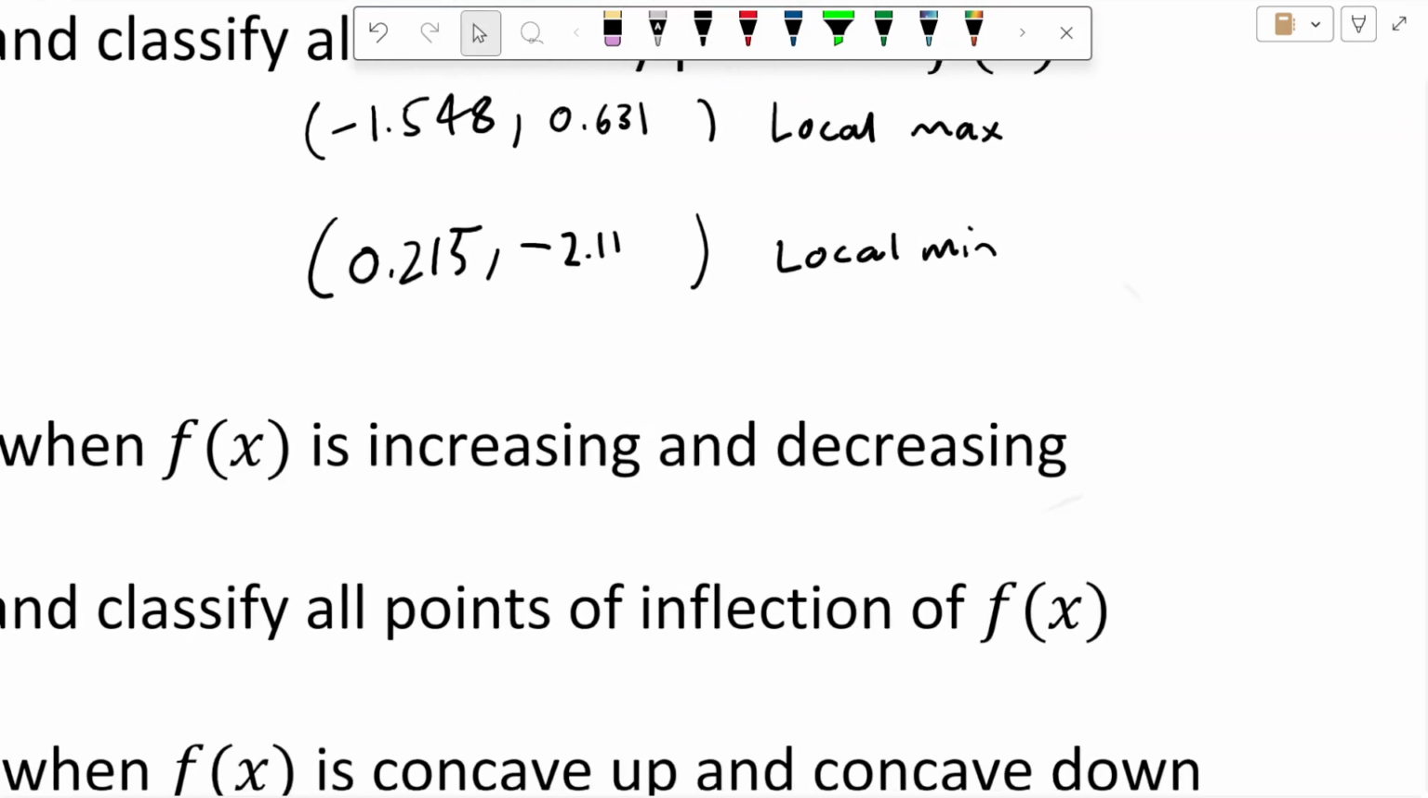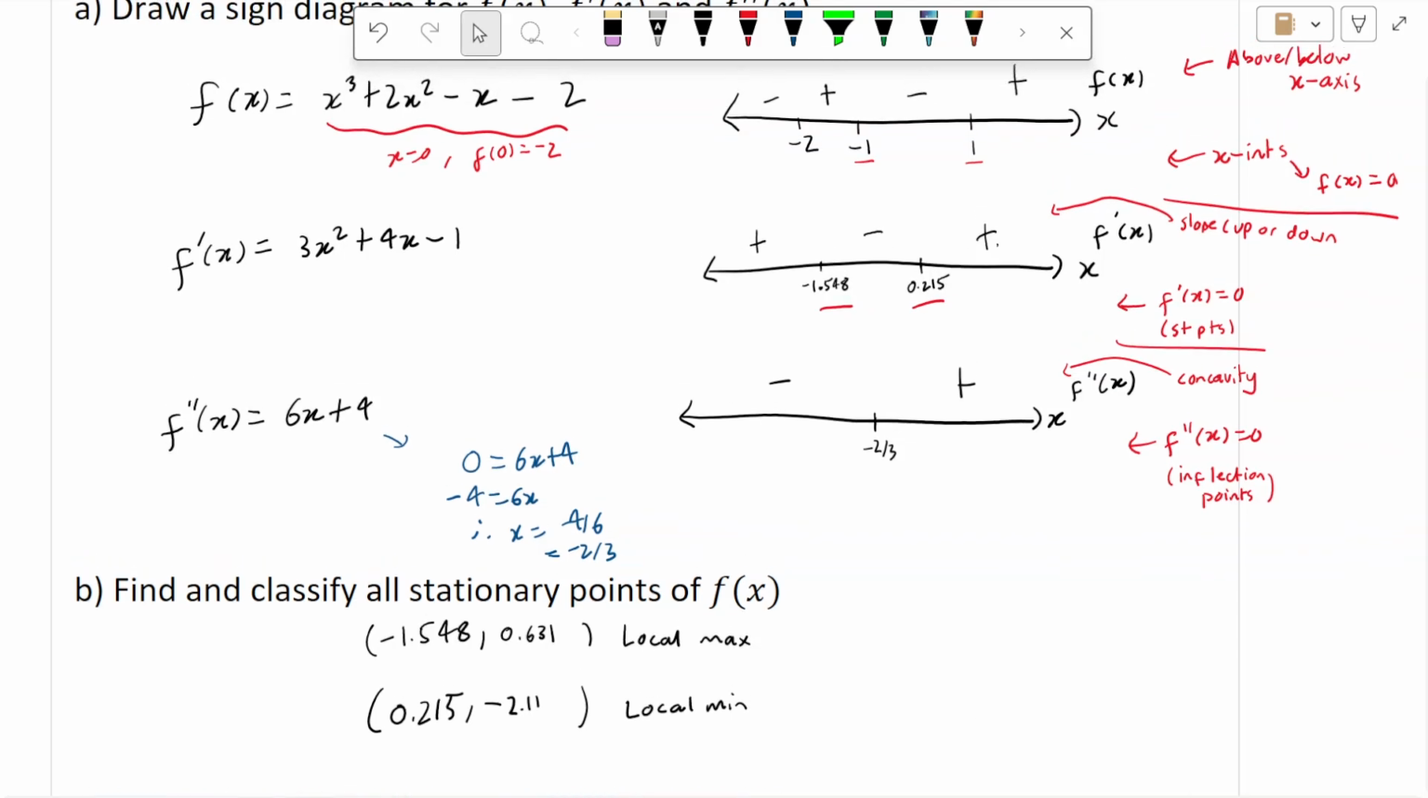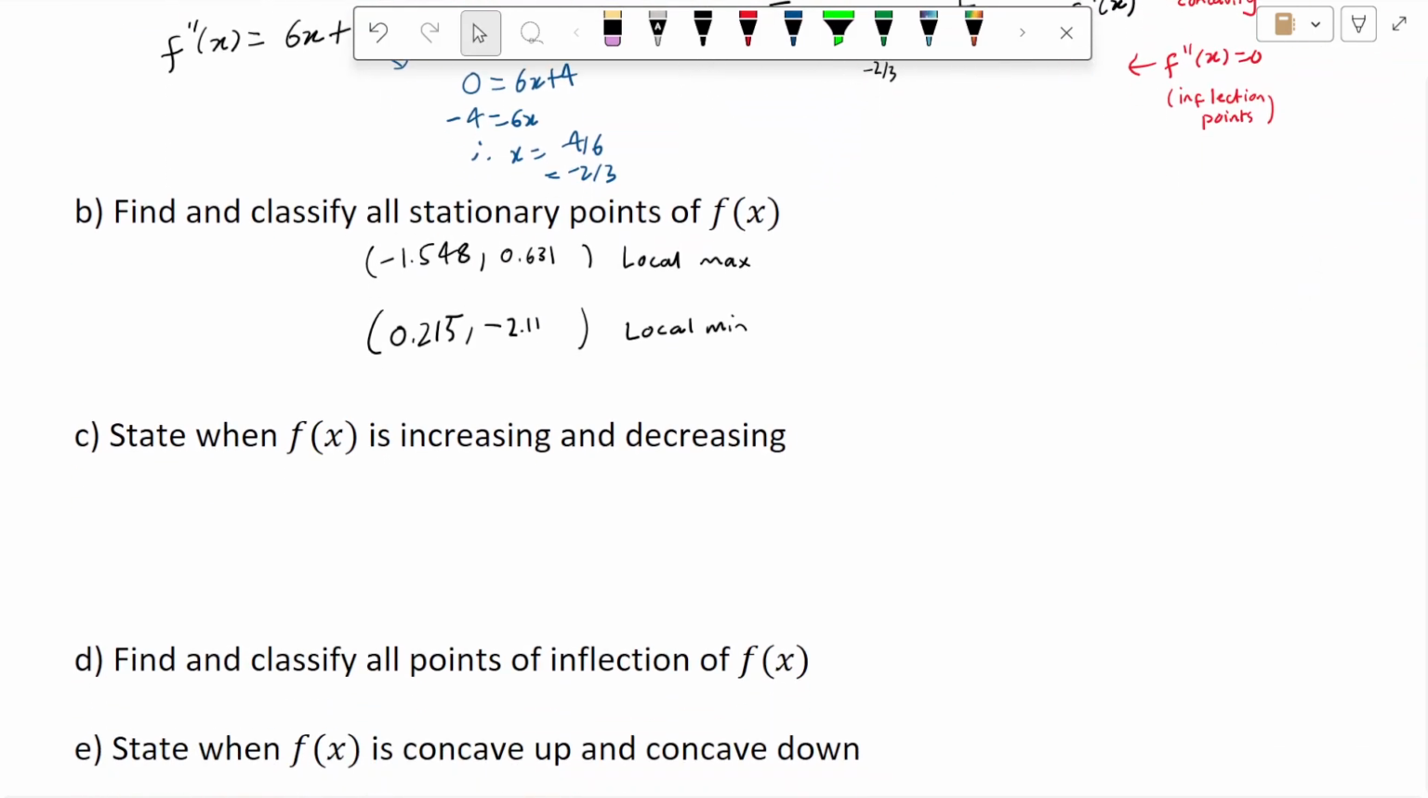Where is the function increasing and decreasing? So the function is increasing wherever there's pluses on this slope sign diagram here. So it's increasing before minus 1.58.